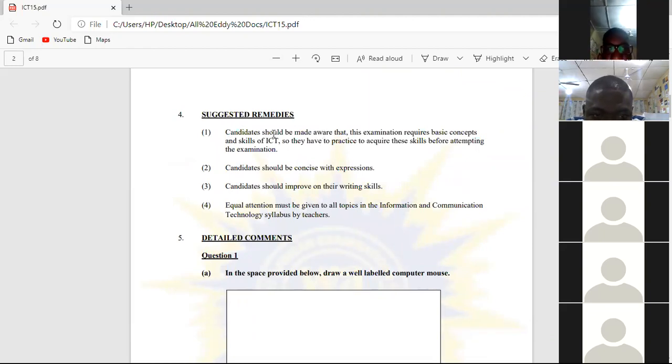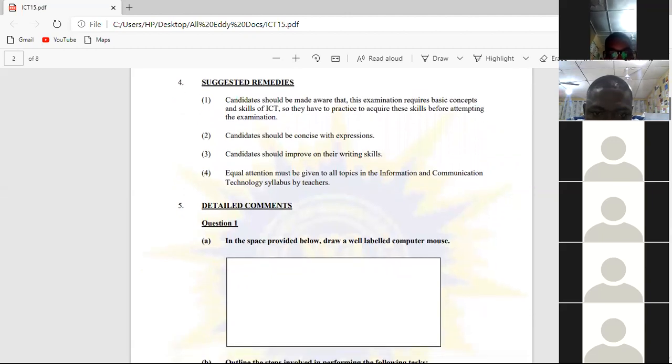Candidates should be made aware that this examination requires basic concepts and skills of ICT, so they have to practice to acquire these skills before attempting the examination. Candidates should be concise with expressions. Candidates should improve on their writing skills. Equal attention must be given to all topics in the information and communication technology syllabus by teachers.